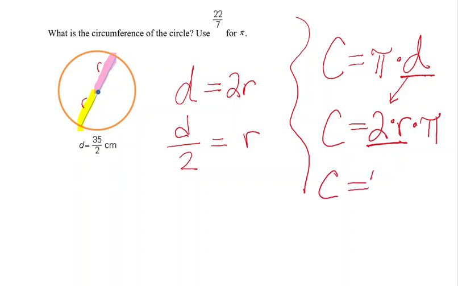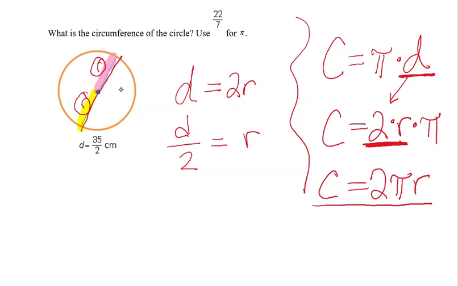Oftentimes you'll hear 2 pi r for your circumference formula. That's the same thing as what we wrote above. We've just changed the order in which we're multiplying, and we know that multiplication is commutative, meaning that the order in which you multiply doesn't matter. I wrote it this way to show you that 2r is the same thing as the diameter because it takes two groups of the radius to go all the way across the circle. So 2 times r is equal to the diameter.